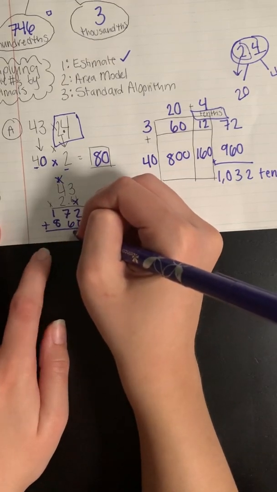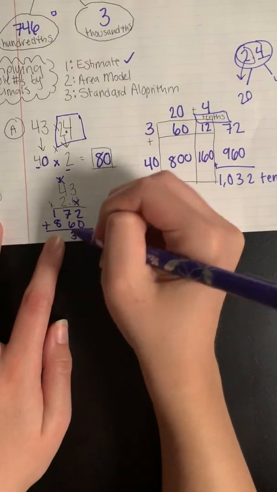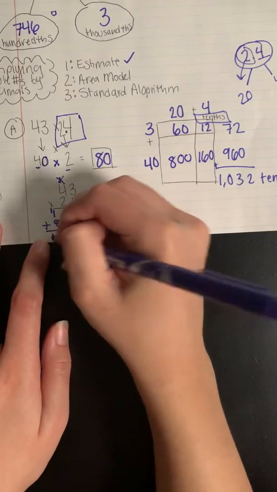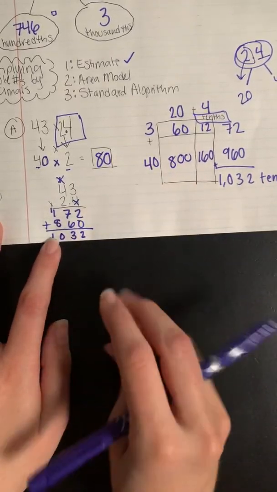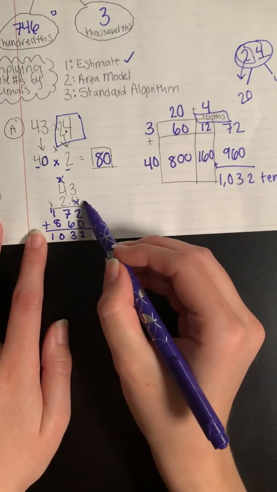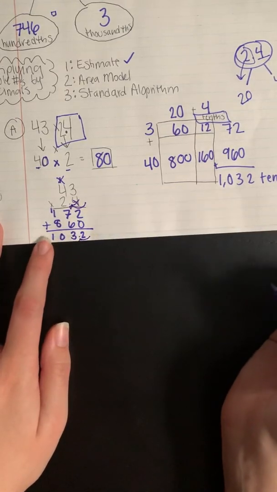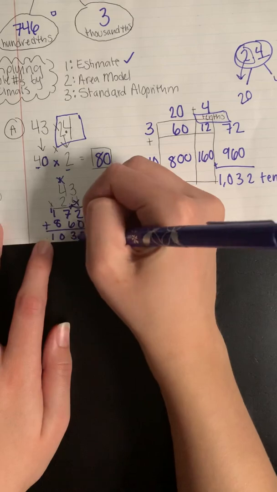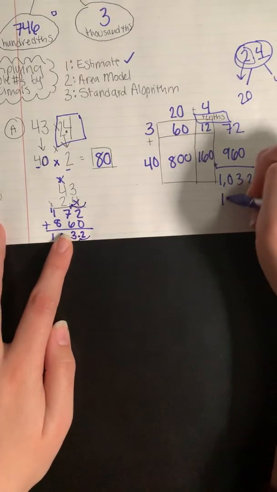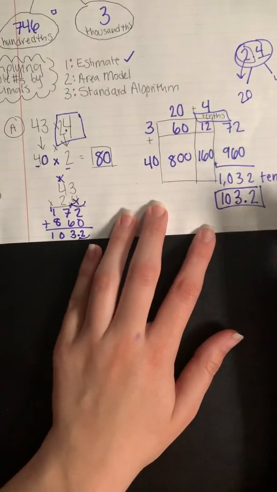And I'm adding. 2 plus 0 is 2. 7 plus 6 is 13. We almost had a pitfall there. Carry the 1. And 8 plus 1 is 9, plus another 1 is 10. So we get 1,032, just like we did here. And we have one place to swoop. When we put our decimal back in, we get 103 and 2 tenths. 103 and 2 tenths will be our final answer.